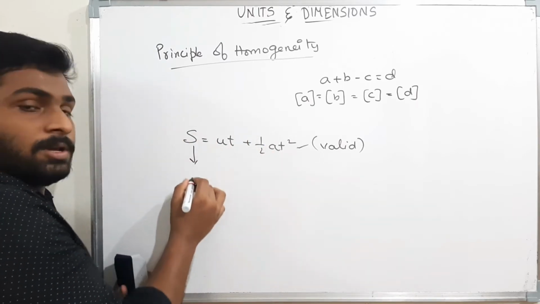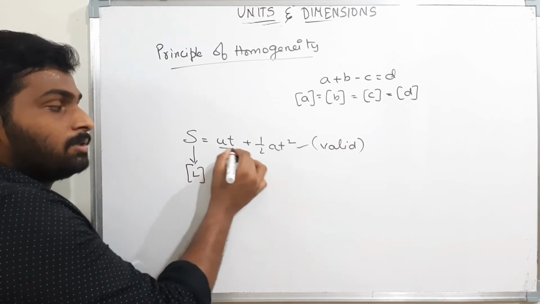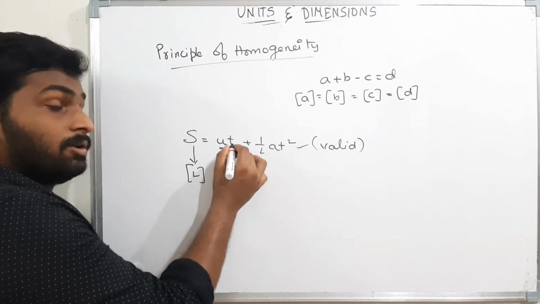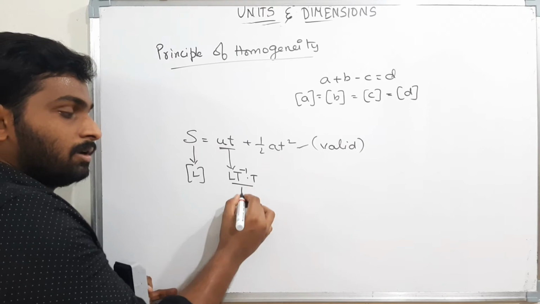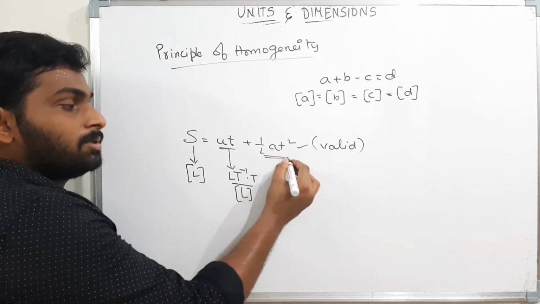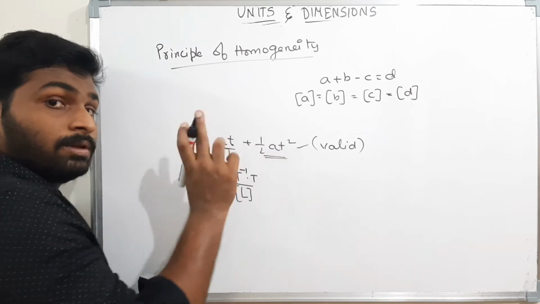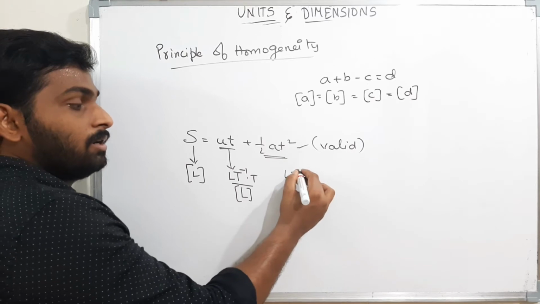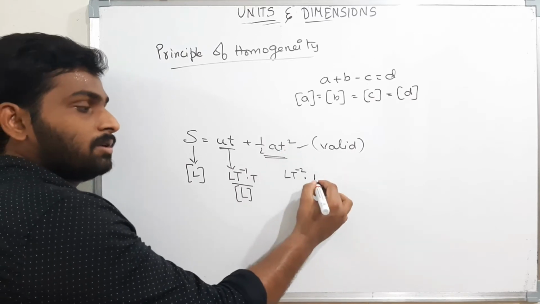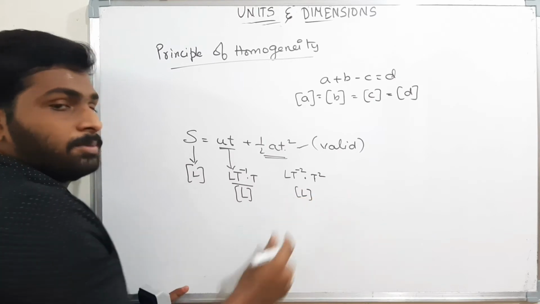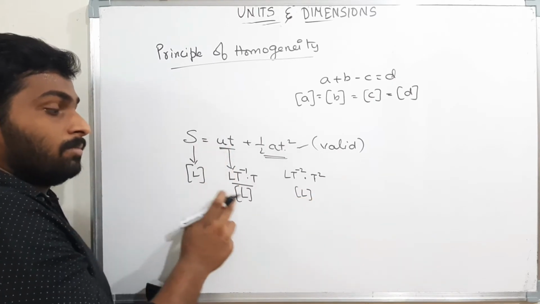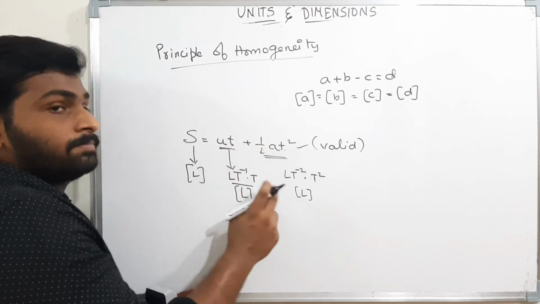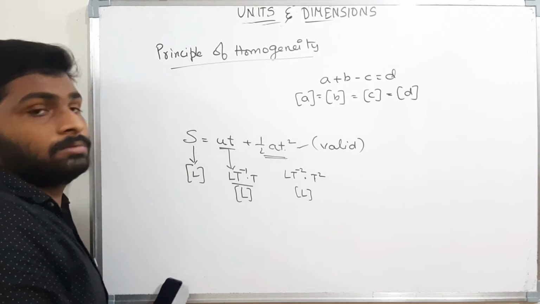Now what is the dimension formula for displacement? L. What is the dimension formula for ut? For initial velocity, the dimension formula is L into T power minus 1, into T, that is L. Now what is the dimension formula for half at square? For half, the dimensional formula for a constant is always 1. For acceleration, the dimension is L T power minus 2, into T square, is L. Therefore, the dimension formula is L. Observe carefully: I am equating two terms and the dimensional formulas are the same. I am adding two terms and the dimension formulas are the same. This is the principle of homogeneity.